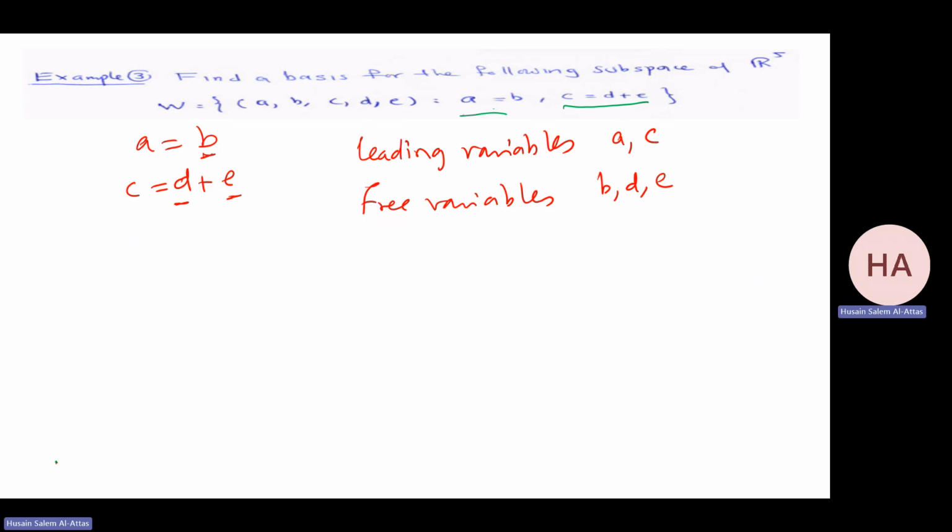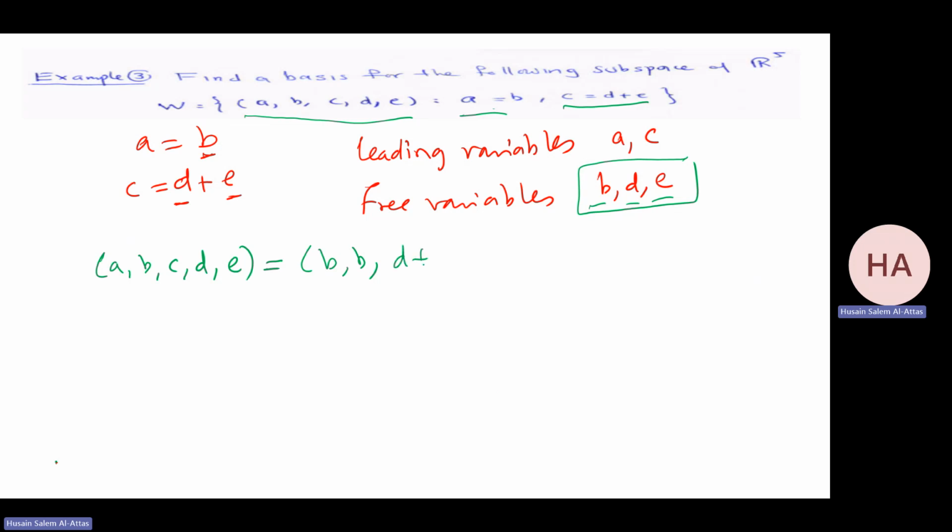As I said before, you can make this T1, T2, T3, or you can do it right away. I can say A, B, C, D, E equal to this vector. I want to write everything in terms of these three free variables. So I need to write A and C in terms of the free variables. The rest I will leave as is. A equal B, so it will be B, B. I did not change B because it's a free variable. I just need to change the leading variables. This is D plus E, this is D, this is E.